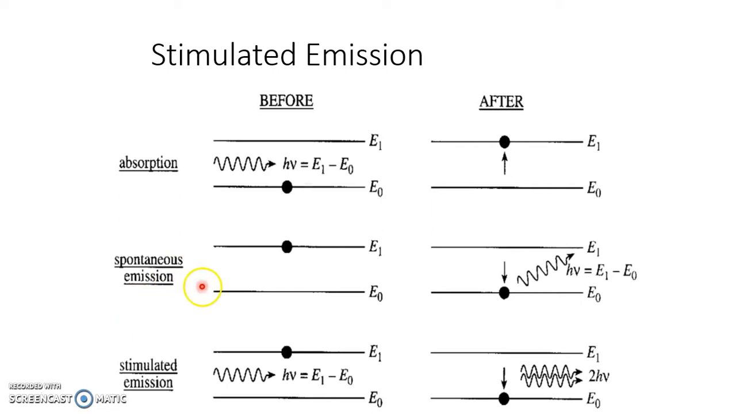Now, as you see in this figure again, it's explaining these three processes: what happens before, what happens after. In case of stimulated emission, if you see, there is production of more photons over here. So in thermal equilibrium, the density of excited electrons is very small. So most of the photons incident on the system will therefore be absorbed. So stimulated emission is essentially negligible.